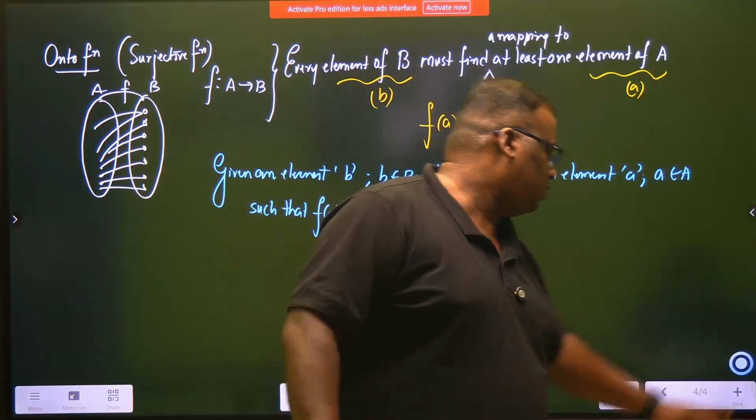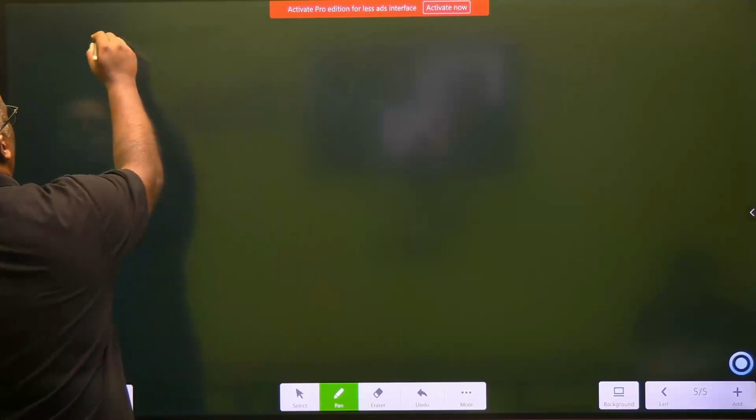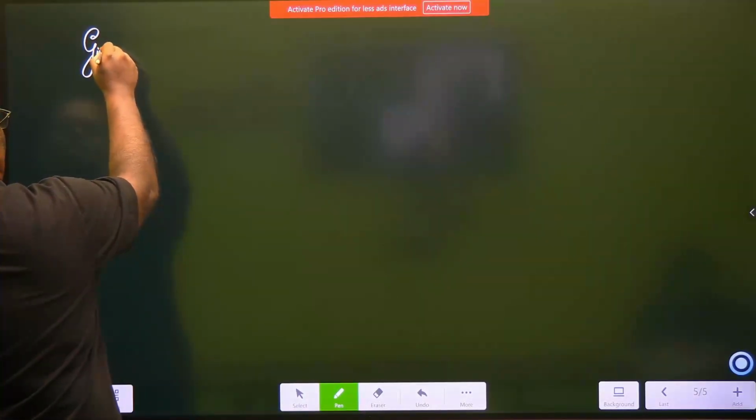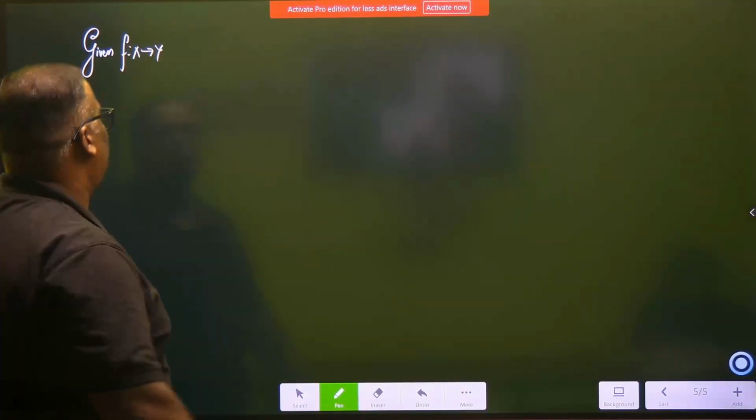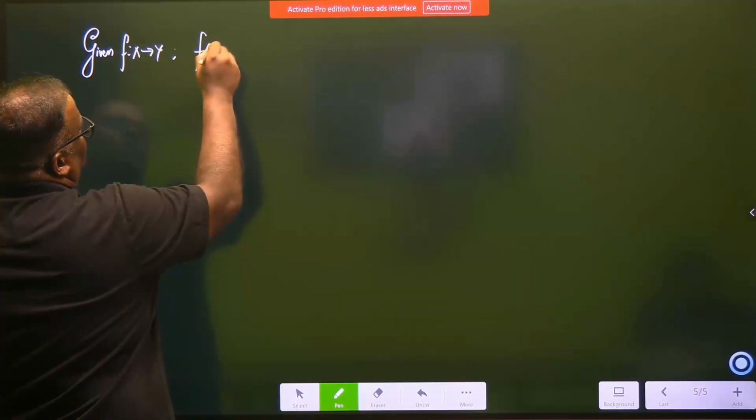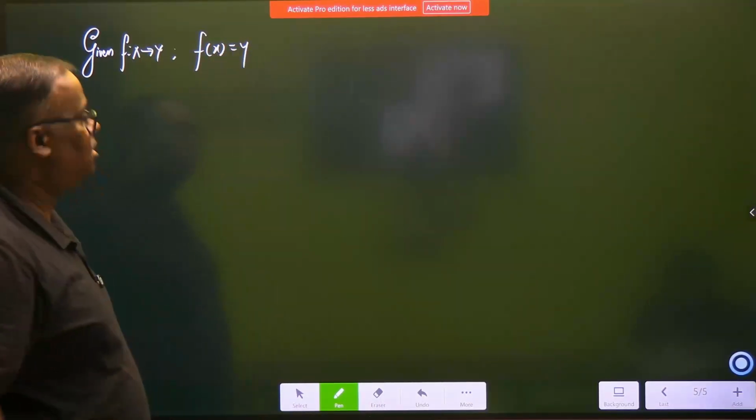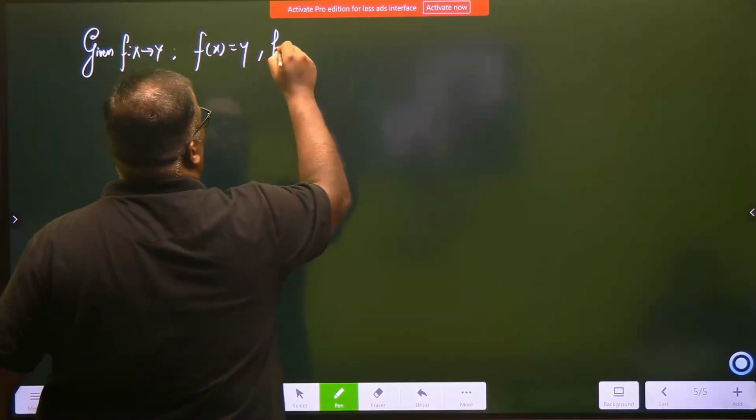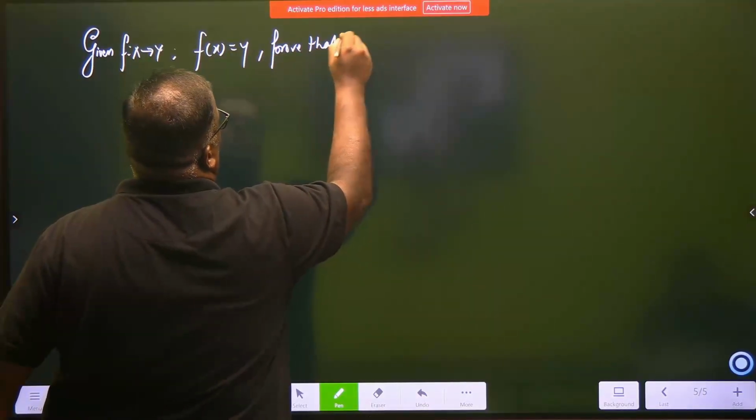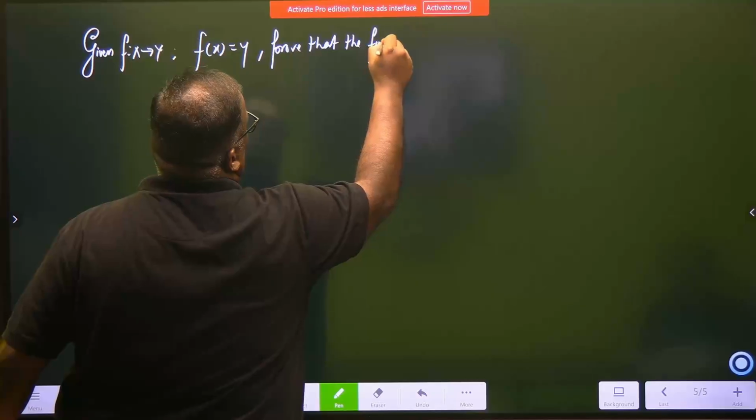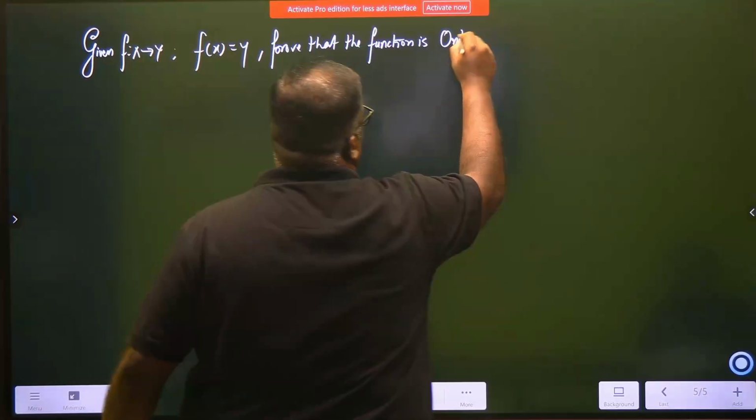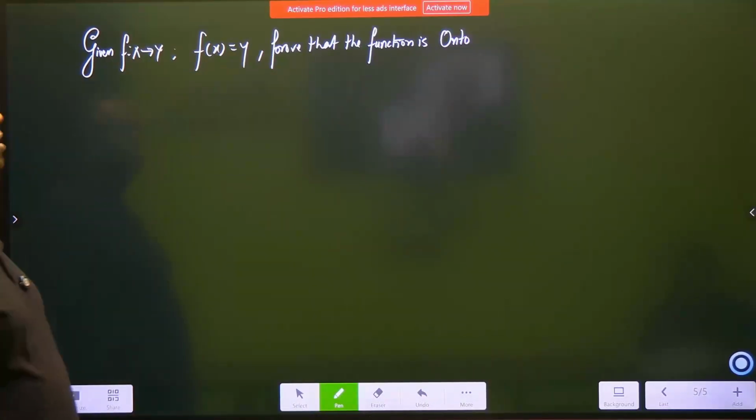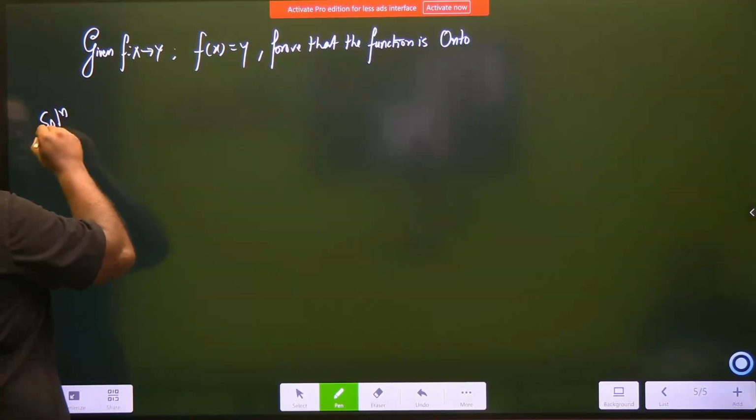Okay. So our question would be: given f is a function, say mapping from x to y. f is a function that maps x to y, and the function is given as f of x equal to y. Prove that the function is onto. Onto means surjective. Okay, prove that the function is onto. So here, how will we prove it? We'll prove it in this manner.